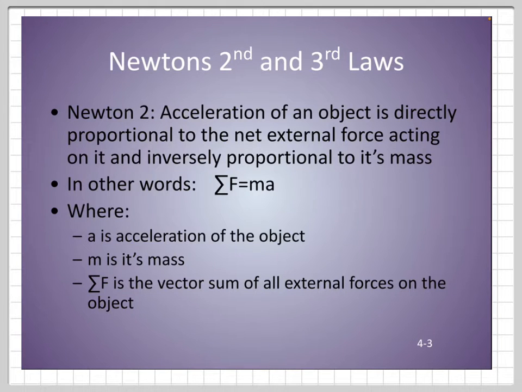So now we're going to get into Newton's second and third law. The first law was the law of inertia. This follows out of the stuff we talked about with inertia. The acceleration of an object is directly proportional to the force, and the acceleration of an object is inversely proportional to its mass. So what this gives you is F equals ma.